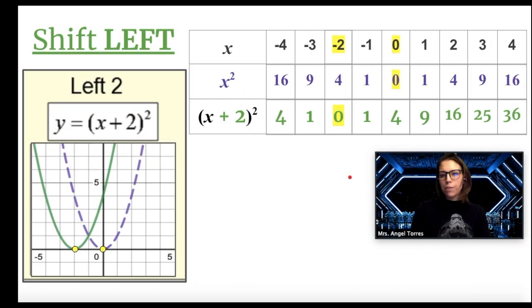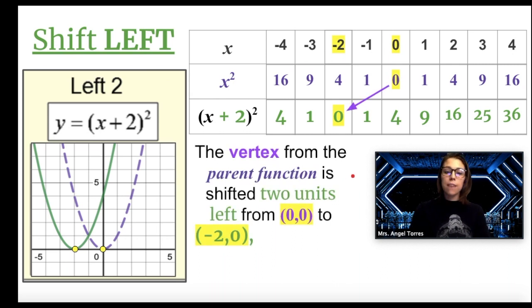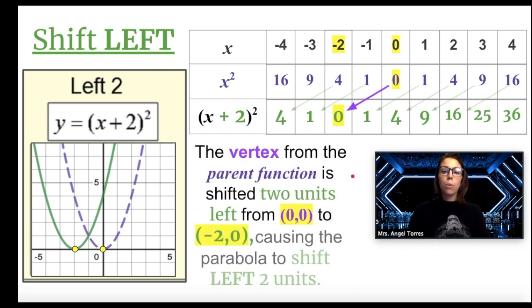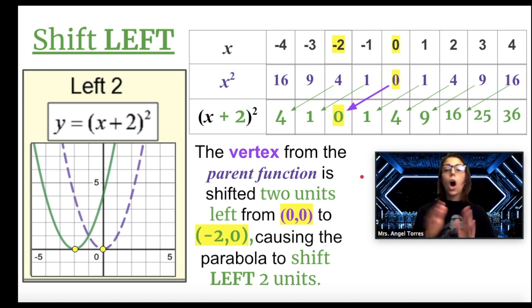Well, if you were able to figure it out, that would have been negative 2, which means that my vertex has now shifted from 0, 0 to negative 2, 0, causing a shift to the left 2 units in the rest of my points as well. So because that vertex shifted to the left, all of my other points were also shifted to the left.